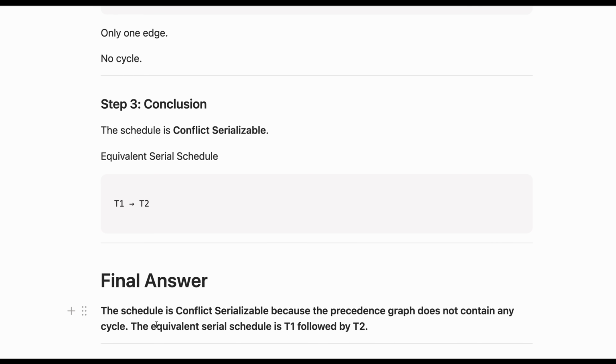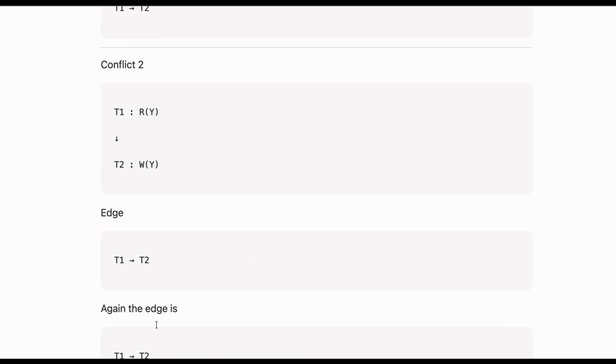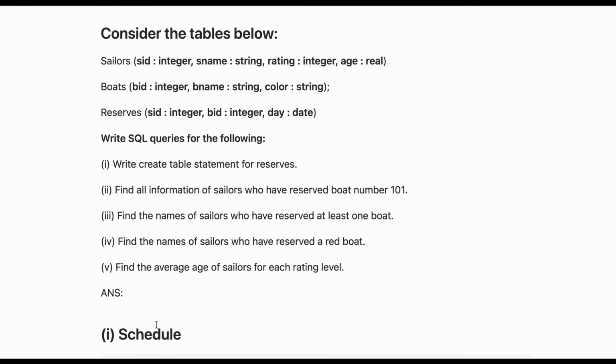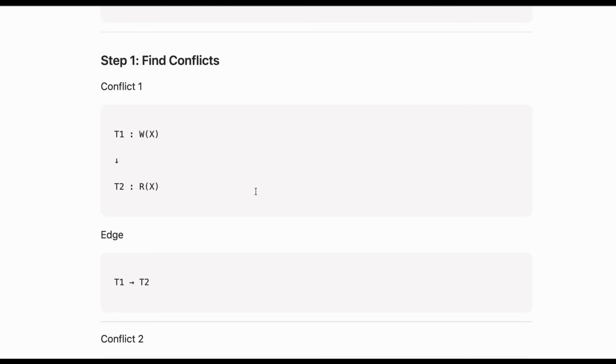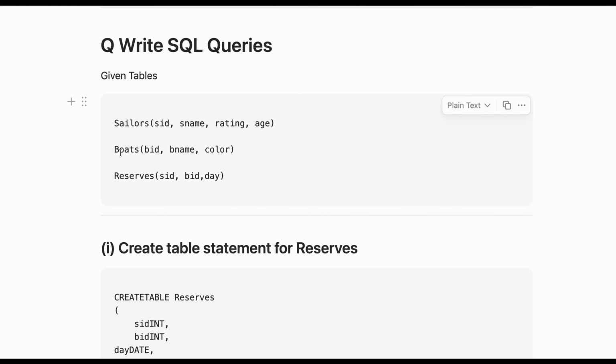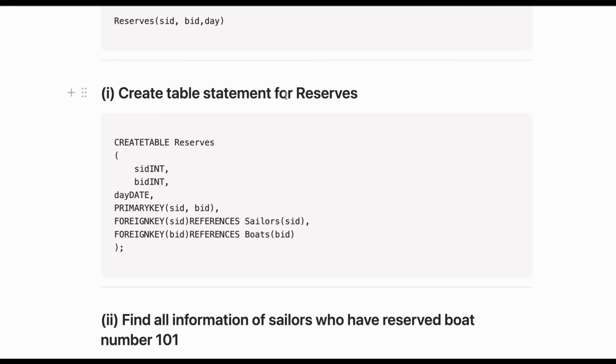Now we are moving towards our second question, in which we have to solve the SQL queries. So here is our question. Consider the tables below, sailors, boats and reserves, and we have to write SQL queries for the following questions. The first question is to write the create table statement for reserves. For the given tables, sailors, boats and reserves, under that SID, sname, rating, age, like that. So first we have to create the table statement for reserves.